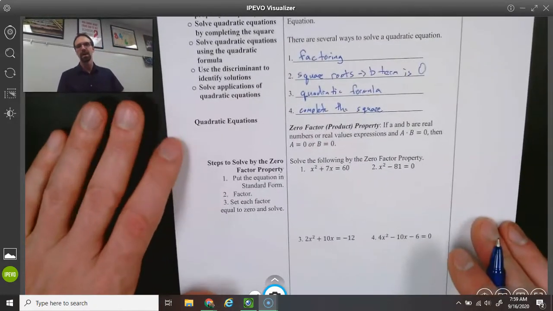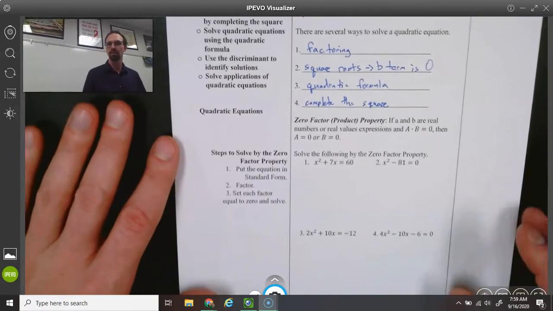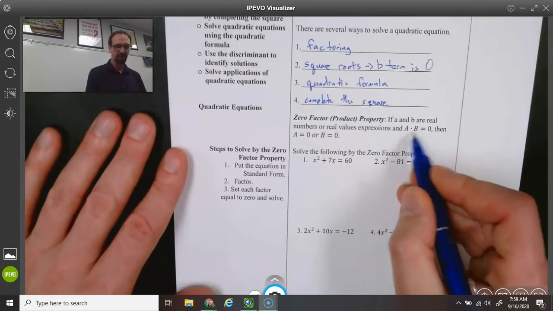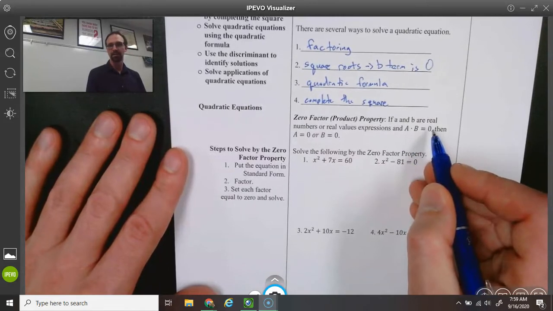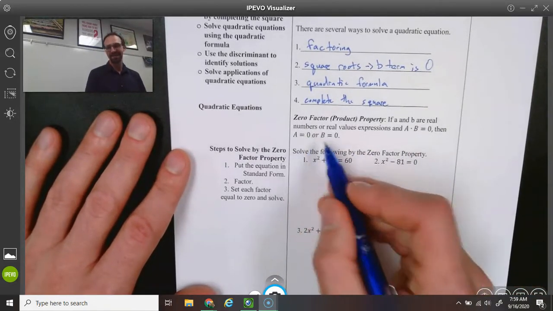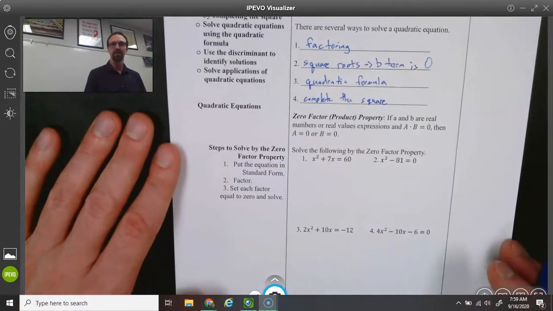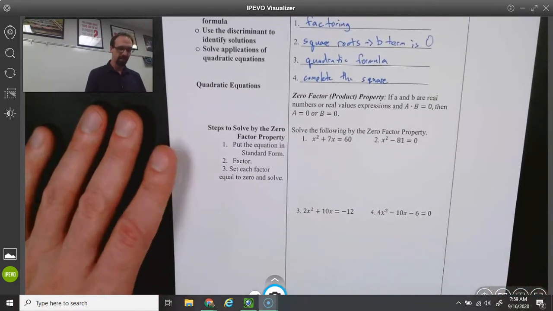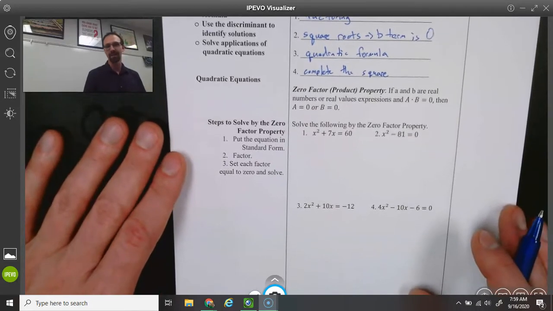We're going to look at the zero factor or product property first. When you have two factors, if you have like a times b and you have that equal to 0, then you know that either a has to be 0 or b has to be 0. So to solve by using the zero factor property, we need to put it in standard form, factor, and then set each factor equal to 0 and then solve.